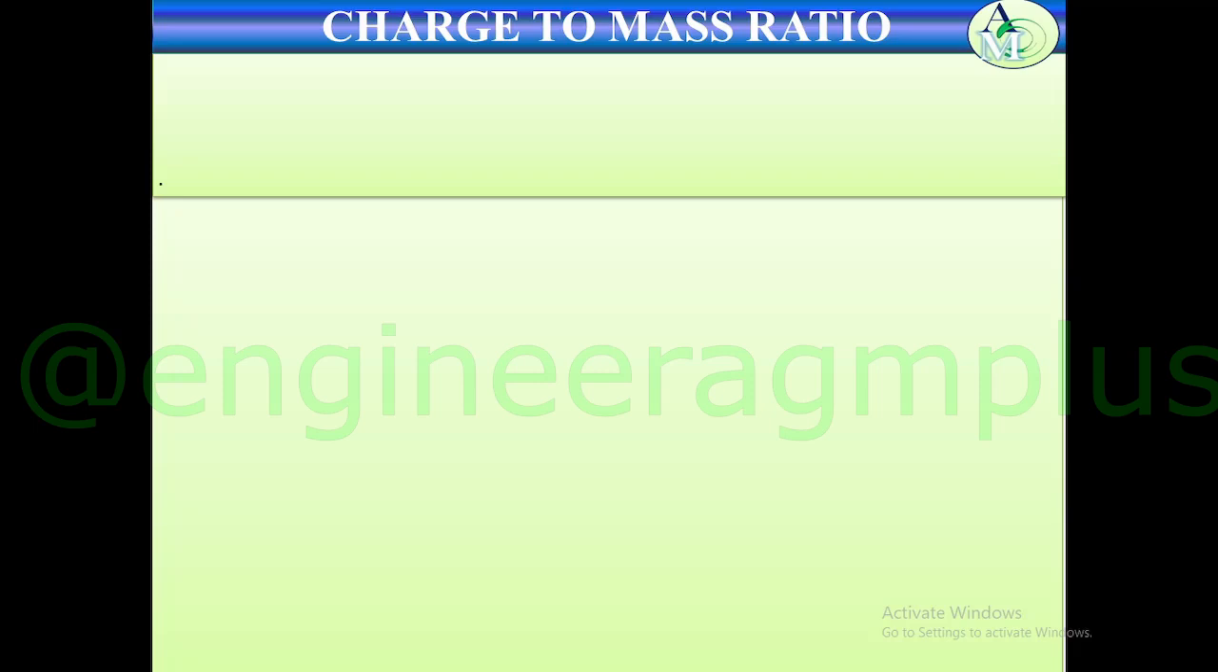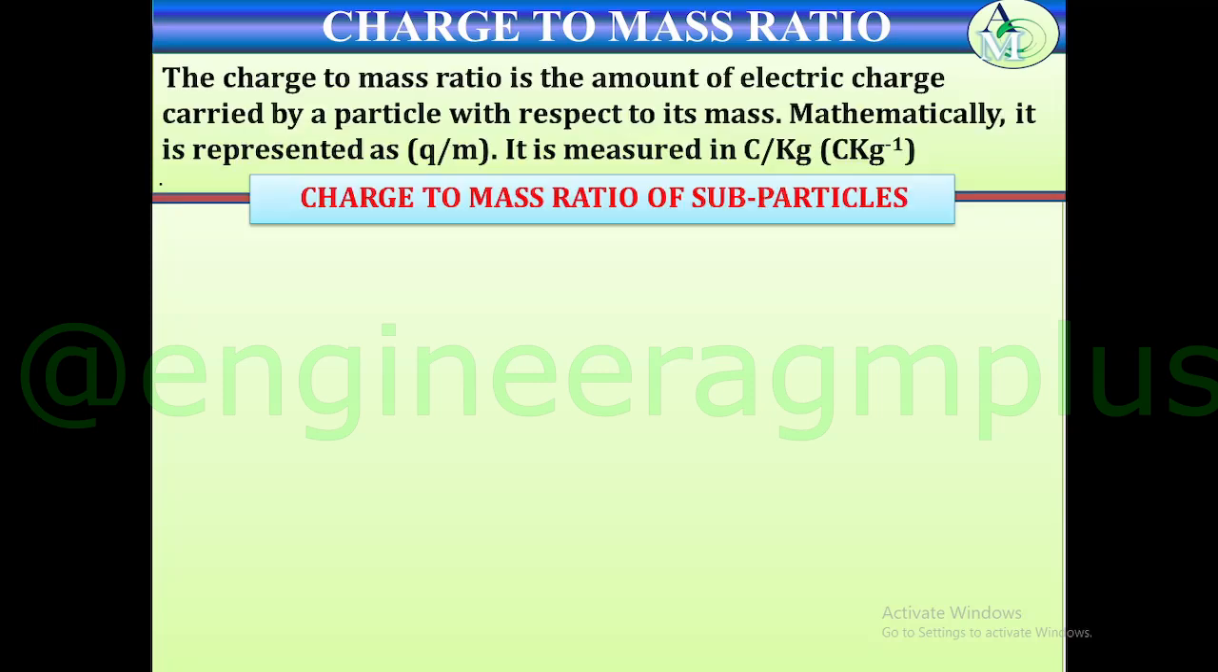Charge to mass ratio. Charge to mass ratio is simply the charge carried by a particle with respect to its mass. Mathematically, it is represented as Q over m. It is measured in coulomb per kilogram. What do we understand by charge to mass ratio? How does it apply to real life situations?